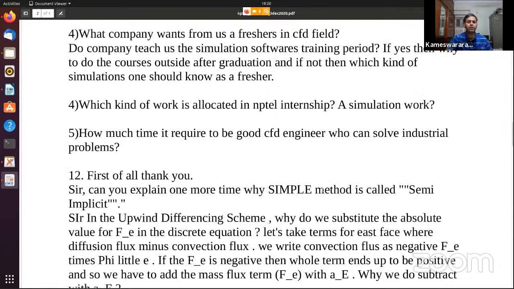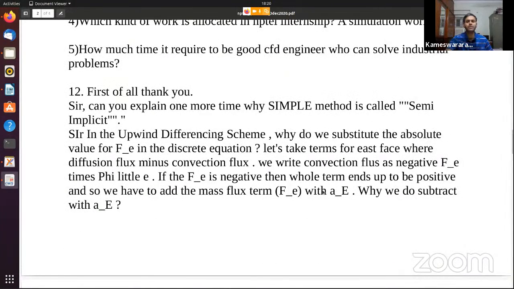All right. Now, how much time is required to be a good CFD engineer who can solve industrial problems? Well, that's a very specific or very relative question because it depends on how many projects you do, how much time you spend on either using a solver or using a software. So maybe I would think probably 1 or 2 years you'll be able to set up a case of industrial scale and run it and post-process it and so on. But also there are several challenges in terms of generating the mesh, running the case, and post-processing and so on. So it all depends on the number of projects you do and things like that.